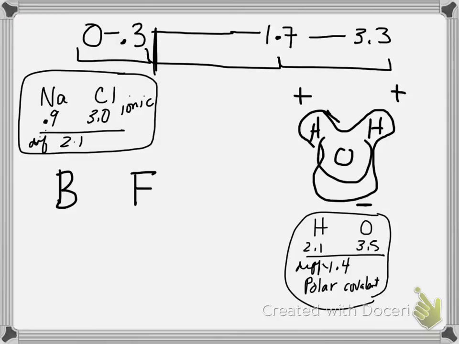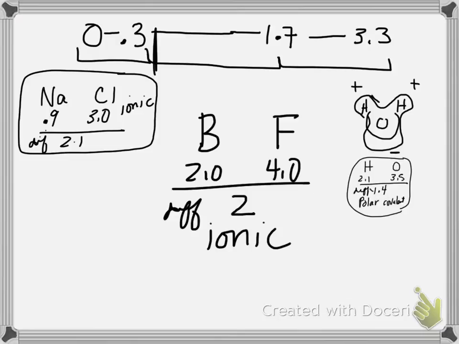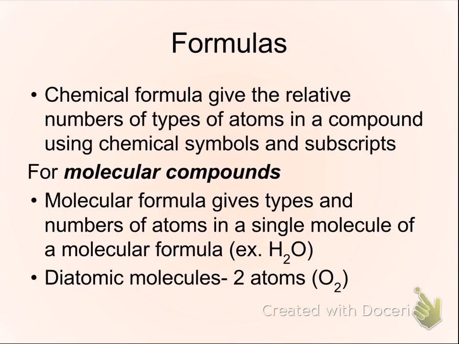Okay, B and F. Boron and fluorine, difference of 2, it is ionic. Are there any molecules of boron fluoride? No, it's ionic. There are no molecules. Here's an important point. Next chapter we'll be doing formula writing, and we'll start the math that comes along with that.